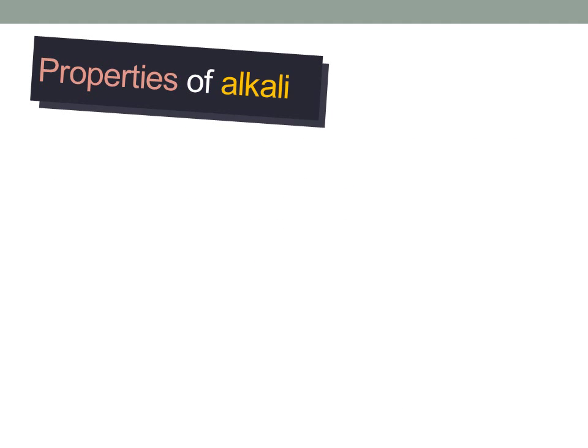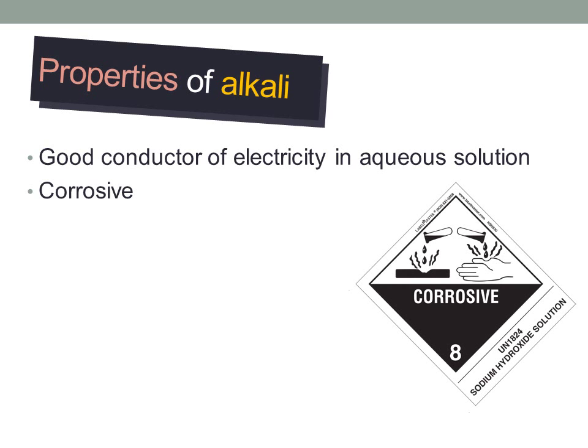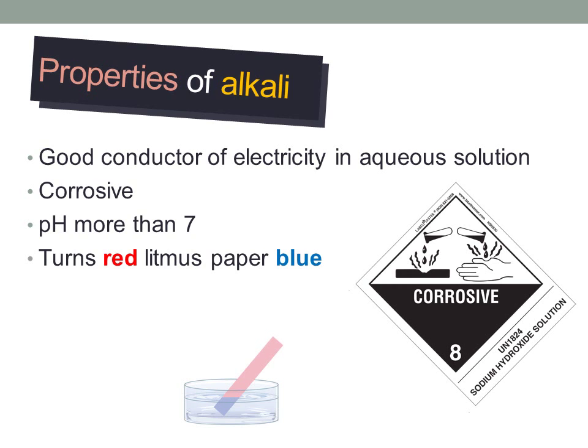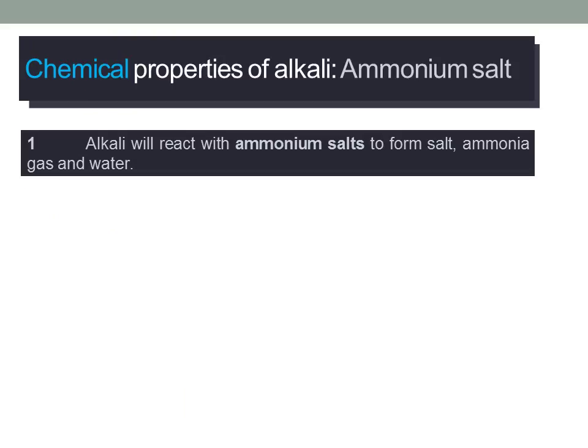Some properties of alkaline is that it is a good conductor of electricity in aqueous state. It is corrosive when it is concentrated. The pH of alkaline is more than 7 and it turns red litmus paper blue. And it is at this point in time that I would like to clarify that insoluble bases do not change the color of indicators. This is because they are insoluble and cannot dissociate to form hydroxide ions.